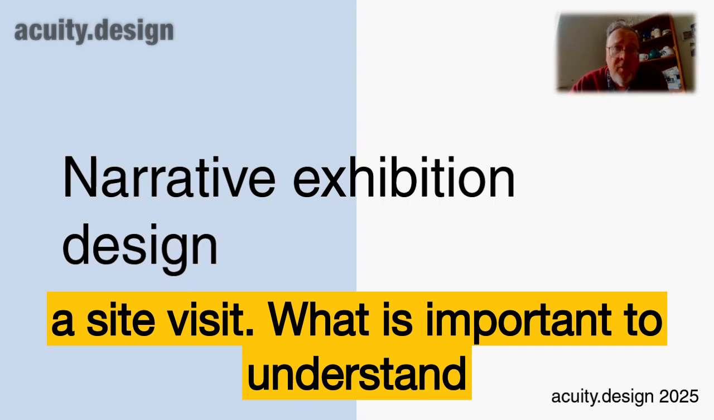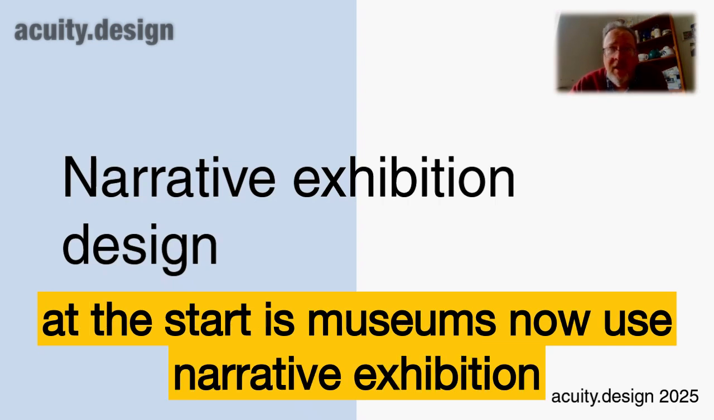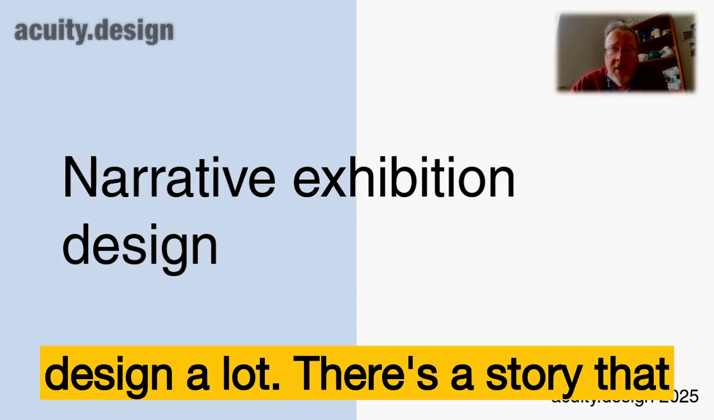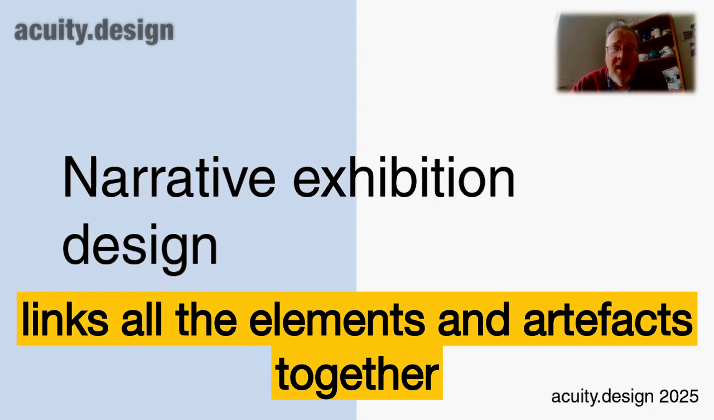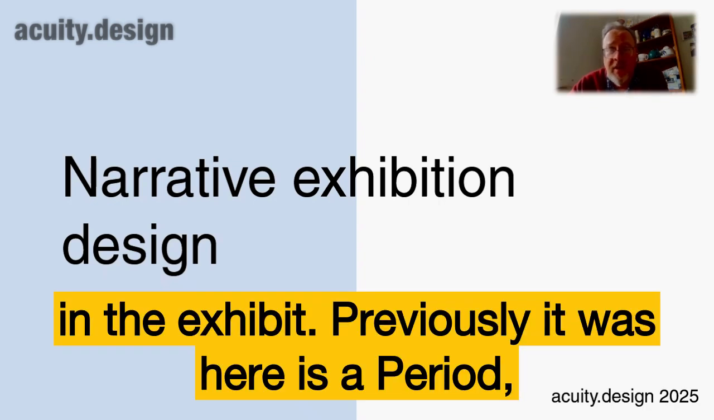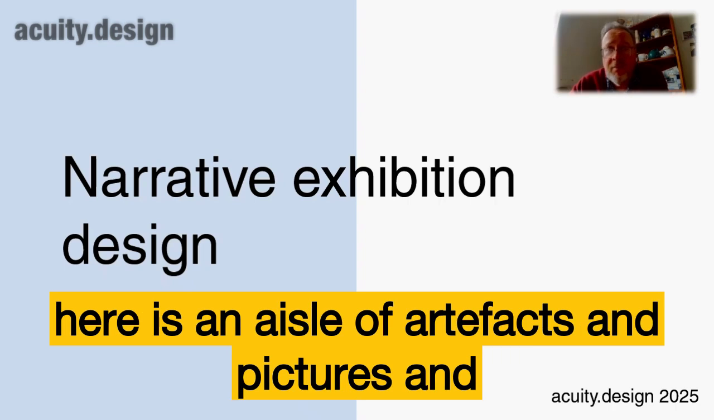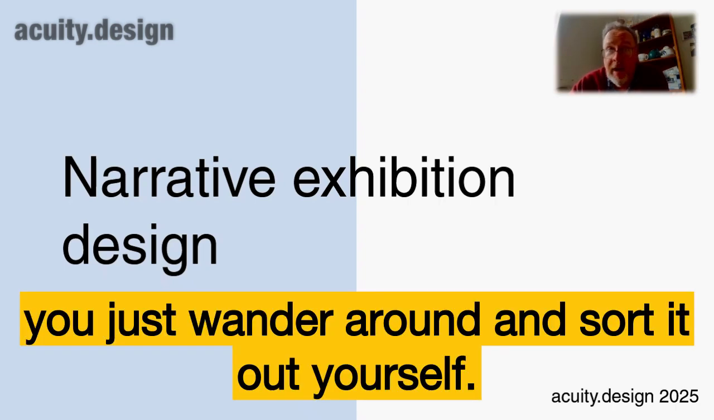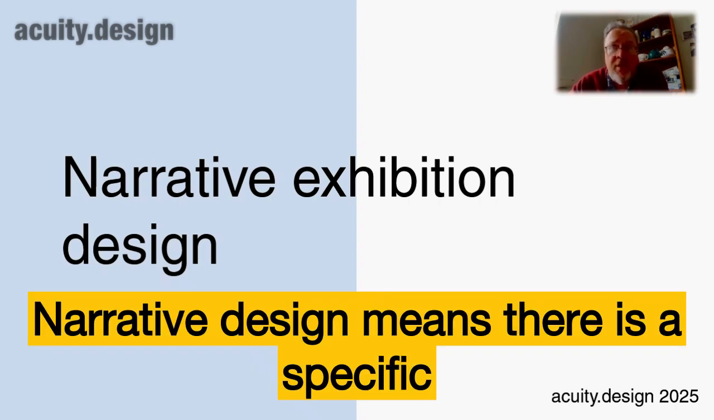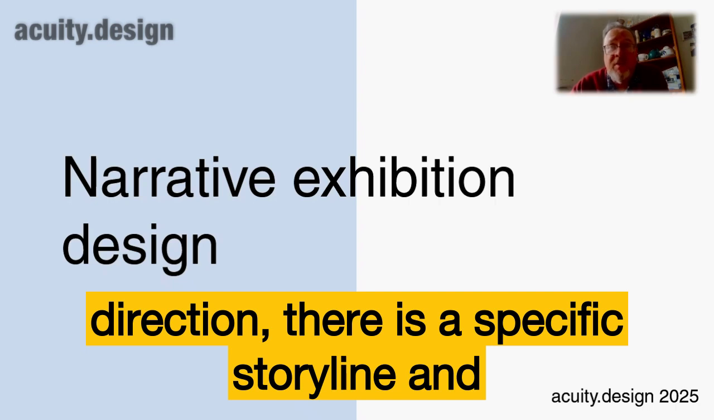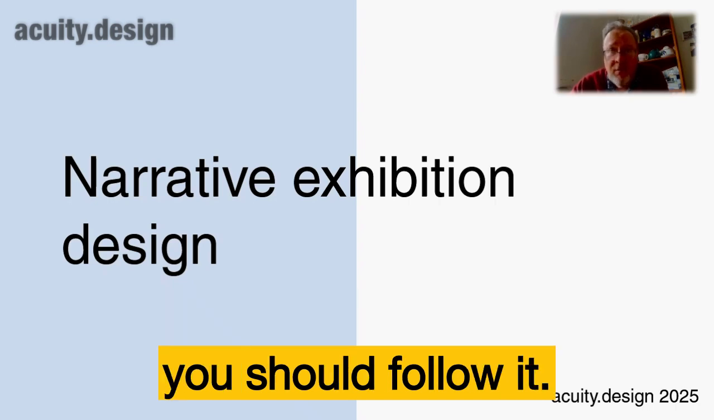And what is important to understand at the start is museums use narrative exhibition design a lot nowadays. There's a story that links all the elements and artifacts together in the exhibit. Previously, it was here is a period, here is a pile of artifacts and pictures, and you just wander around and sort it out yourself. Narrative design means there is a specific direction, there is a specific storyline, and you should follow it.